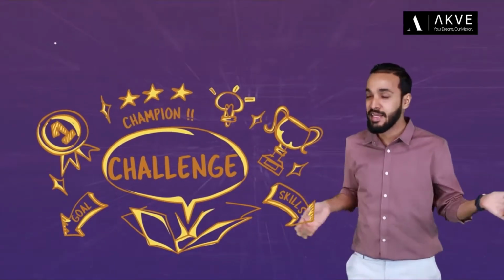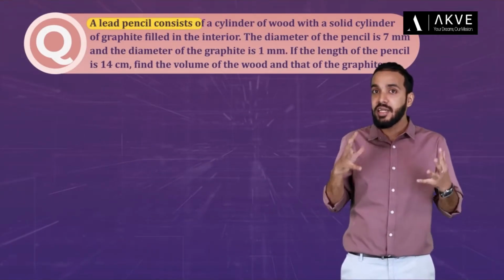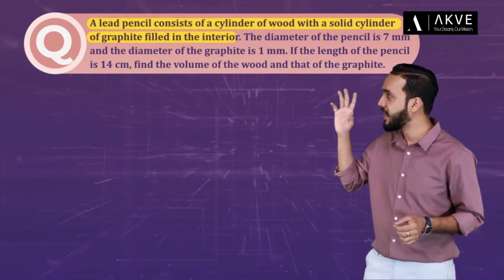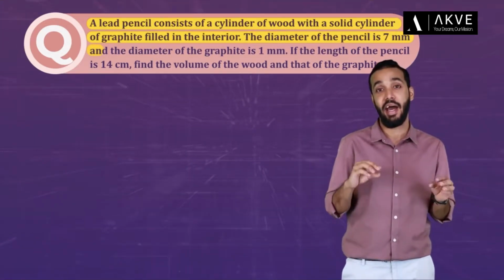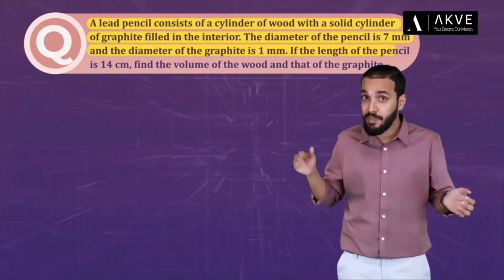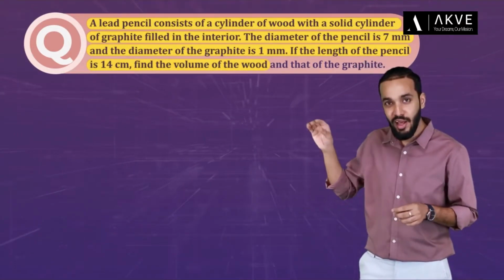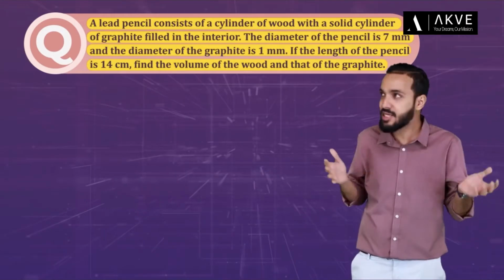That was a pretty interesting question, wasn't it? Let us now try our hands on something a little more challenging. Say this one. It says that a lead pencil consists of a cylinder of wood with a solid cylinder of graphite filled in the interior. Now, the diameter of the pencil is 7 millimeters and the diameter of the graphite is 1 millimeter. The length of the pencil is given as 14 centimeters and we have to find the volume of the wood as well as the volume of the graphite. Needs some active visualization, doesn't it?